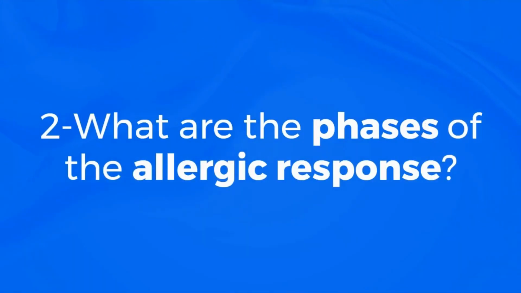Second question. What are the phases of the allergic response? The allergic response occurs in two main phases. The first phase is the sensitization phase. When the body encounters an allergen for the first time, it's detected by sentinel immune cells, mainly dendritic cells. These cells capture the allergen, process it, and migrate to nearby lymph nodes. There, they activate B lymphocytes, which begin producing allergen-specific immunoglobulin E, IgE antibodies.